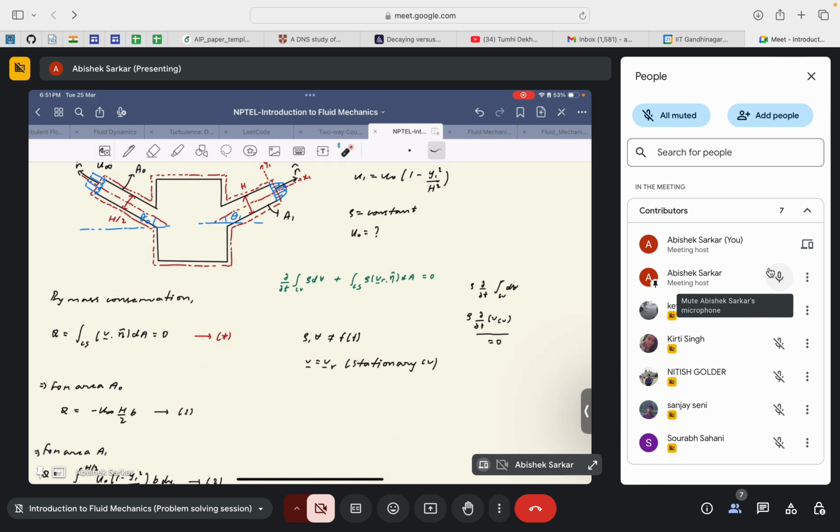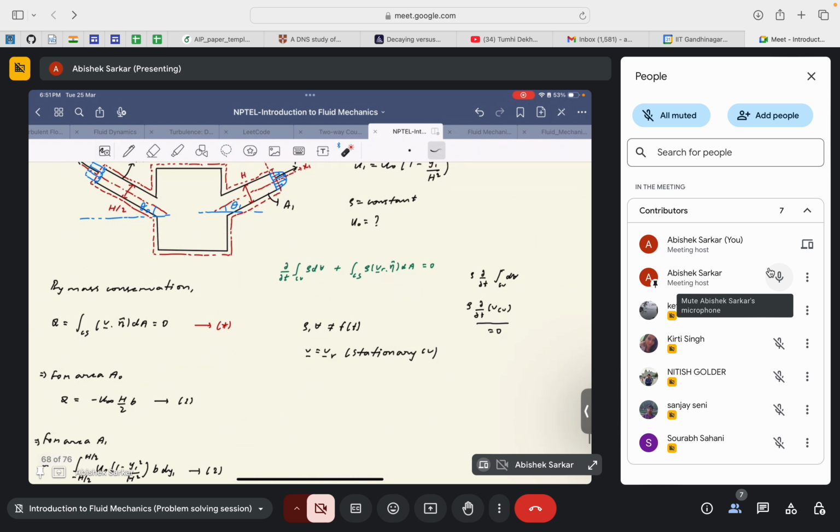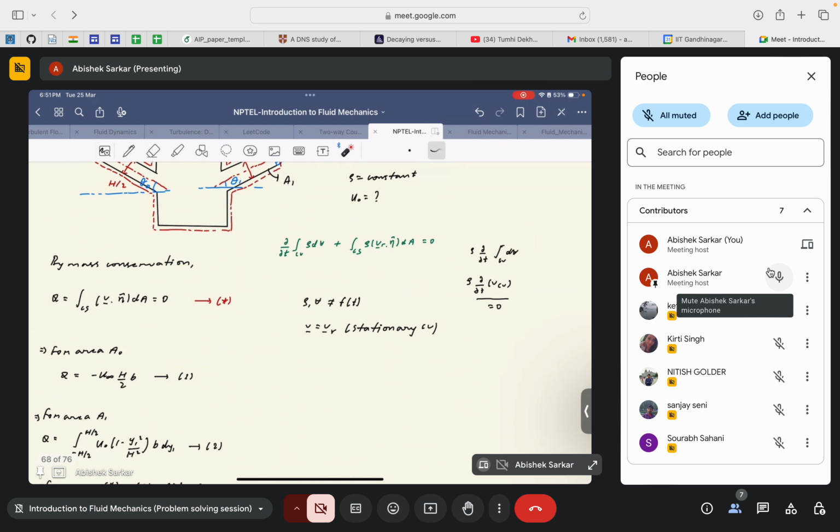Since the control volume is stationary, VR will be equal to V, that is the absolute velocity of fluid flow. That's what we have written here. So this is the equation that we have to deal with. Let's see whether it gives us some idea how to find U naught.